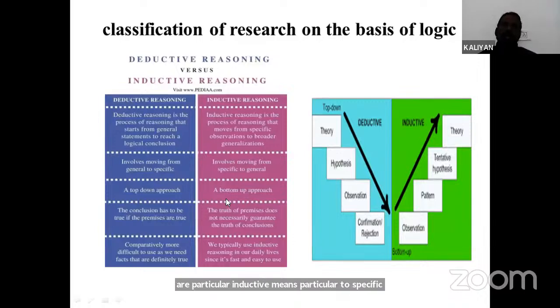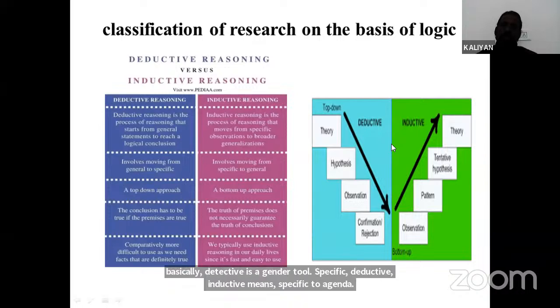The question will be asked, what is inductive reasoning: particular to general or general to particular. Questions will come like that. This is the deductive approach of reasoning, and this is the inductive reasoning. It starts from theory and makes a hypothesis, then we observe, and finally it is confirmed or rejected. So the thing is accepted or rejected. Inductive is the bottom-up approach. We observe the thing, make the hypothesis and create the theory. It is called inductive research. So basically deductive is general to specific, and inductive means specific to general. These are the differences between inductive reasoning and deductive reasoning.